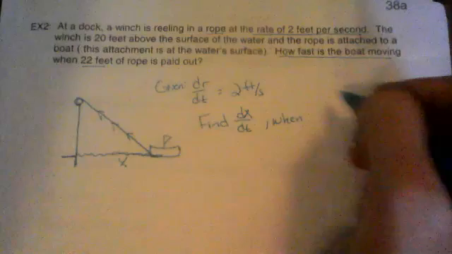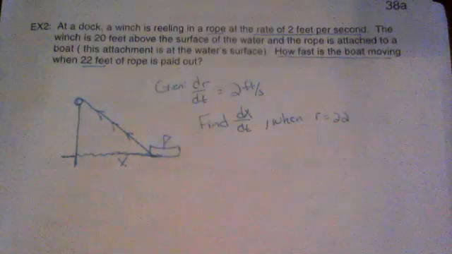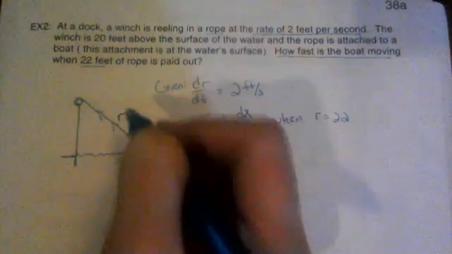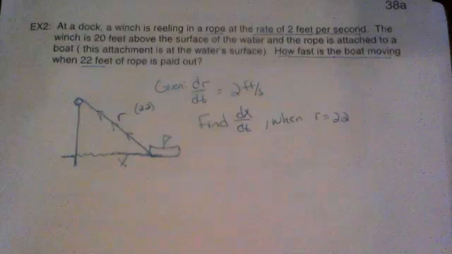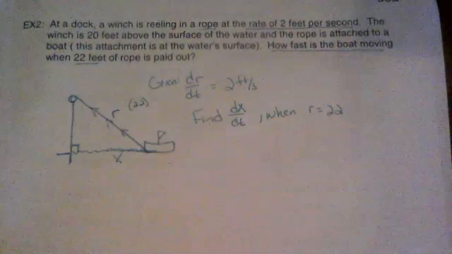when there's 22 feet of rope, when r is 22. Now, r is changing, right? So r is 22 at this point, and we want to figure out everything else. So we can't label this 22. I mean, we know that that's when we're going to find it, but it's just r right now. And so we're assuming that this is a right triangle. They don't give us anything to compare it to.